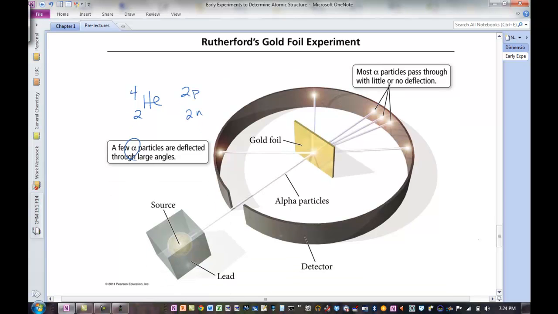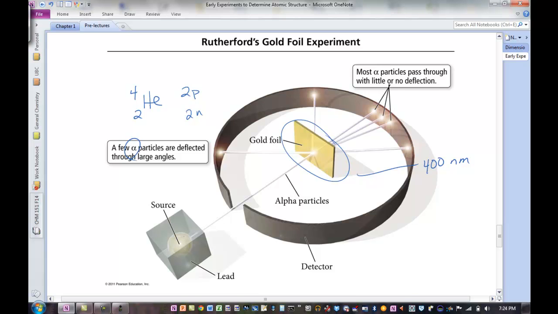So what he takes is a very thin piece of gold foil, and I mean very thin. We're talking about 400 nanometers thick. Okay, do you remember what nano is? 10 to the minus 9th meters. Okay, so really, really thin piece of gold foil.